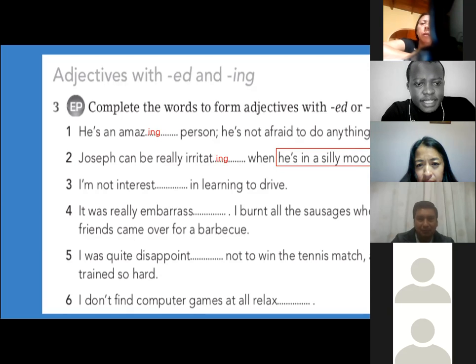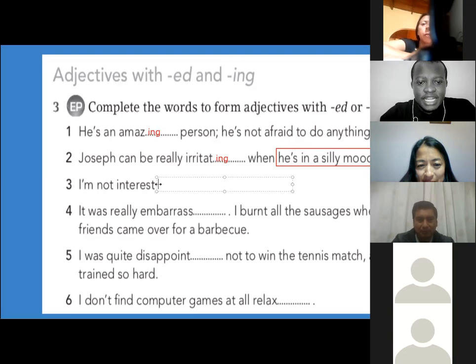Number 3. I'm not interested in learning. I'm not interested in learning. ED, because it describes the feeling. The feeling of what?